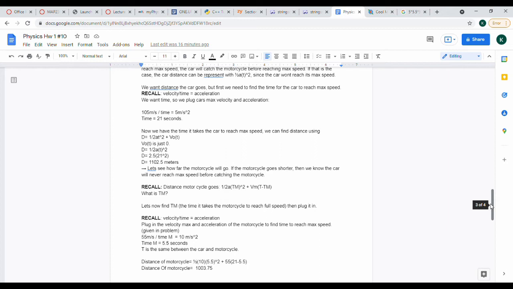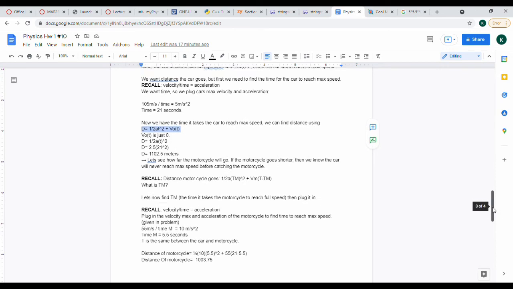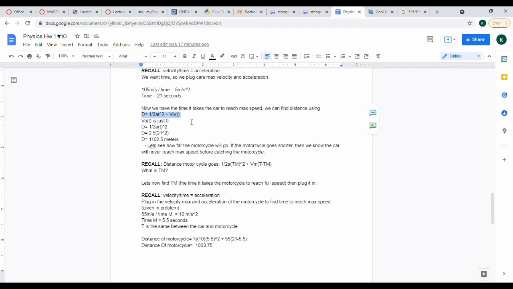I just made up these numbers. So now we have the time it takes for the car to reach max speed. We can just find distance using this same old distance formula. In kinematics, you'll know, I call it the distance formula. V naught t is just 0 because the car starts at rest. So we get this distance. So this is how far the car would have gone at the time it reached max speed.